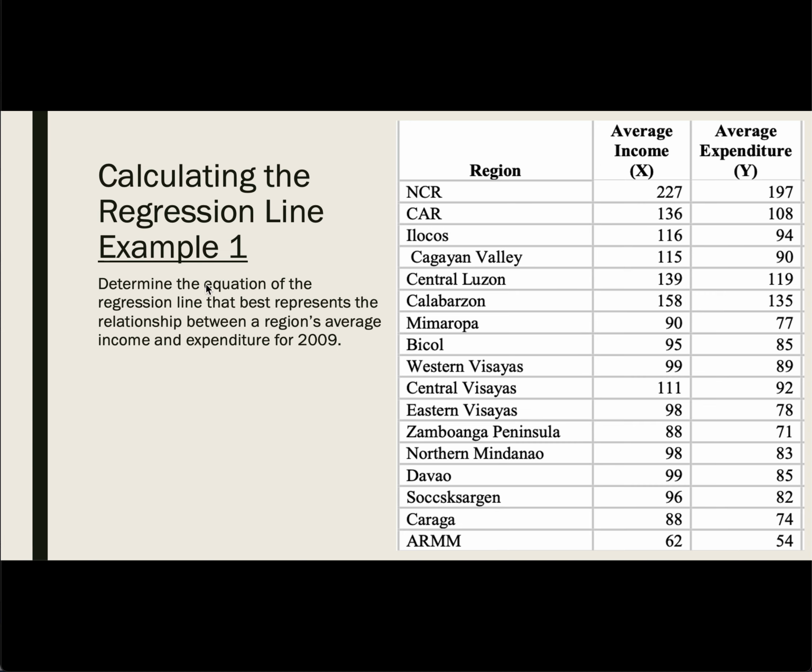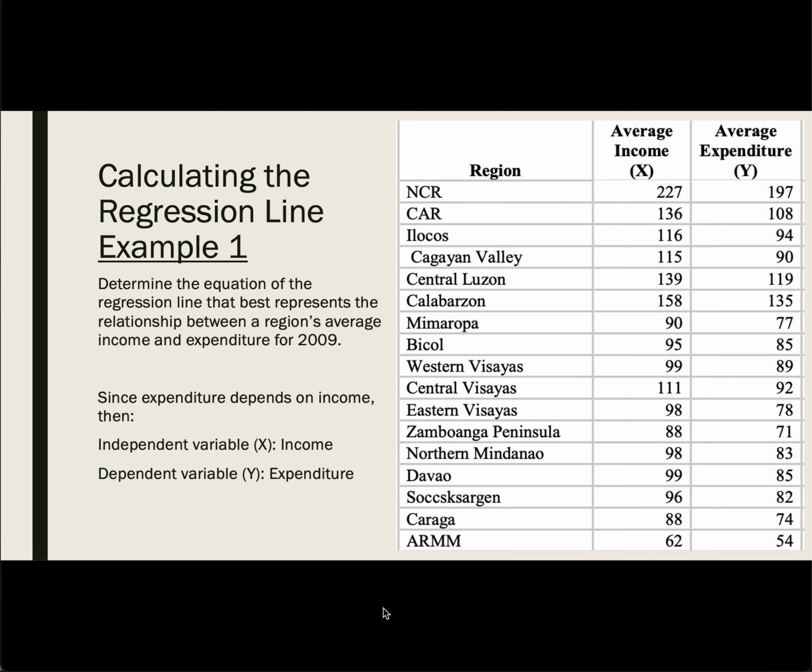We will be determining the equation of the regression line that best represents the relationship between the region's average income and expenditure for 2009. We're presented here a table of all the regions in the Philippines, with the average income as x and the average expenditure as y. Since expenditure depends on income, x is the independent variable, that is your income, and the dependent variable is the expenditure.